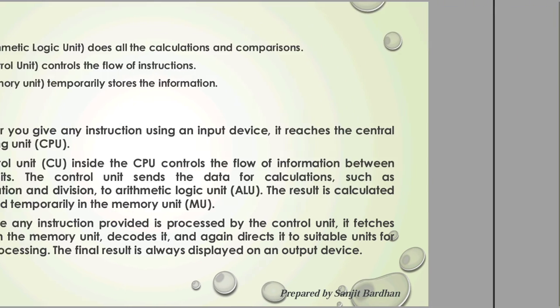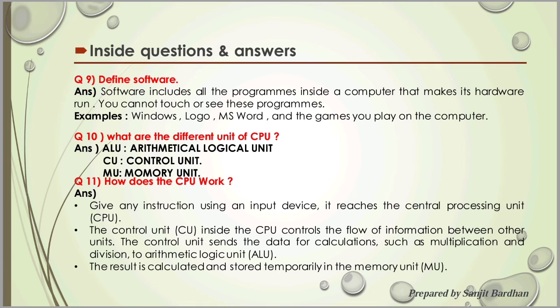Okay, let's move on. Here are some inside questions and answers following this chapter. I already provided 8 questions of this chapter. Now question number 9, define software. Software is what makes hardware run, and we can't see or touch any software. Some examples are Windows Logo, MS Word, etc. Then the next question is, what are the different units of CPU? The different units of CPU are arithmetical logical unit, control unit, and memory unit.